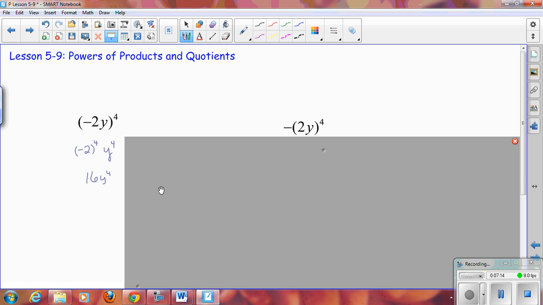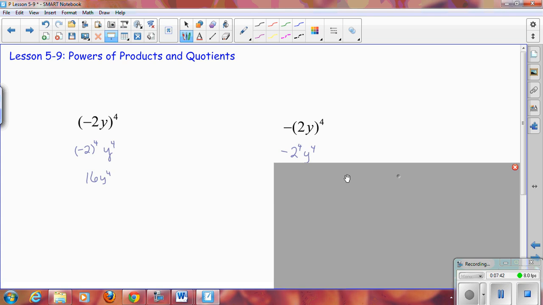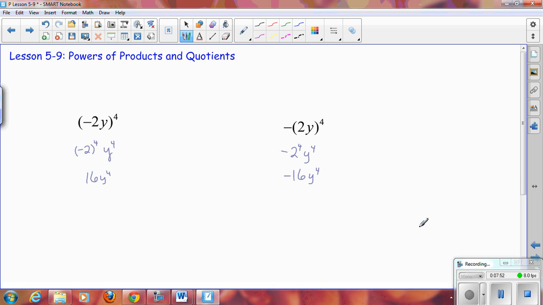You have to be careful when you're entering this into your calculator, because if you type in negative 2, exponent button, 4, it will tell you the answer is negative 16. You have to put those parentheses in there so that that negative gets multiplied 4 times also. Okay, and on our other one, the negative just sits there. The 2 gets raised to the 4th power, and the y gets raised to the 4th power. Negative 2 to the 4th, y to the 4th. 2 to the 4th is 16, so negative 2 to the 4th is negative 16y to the 4th.